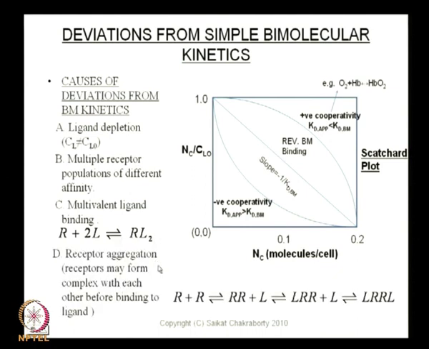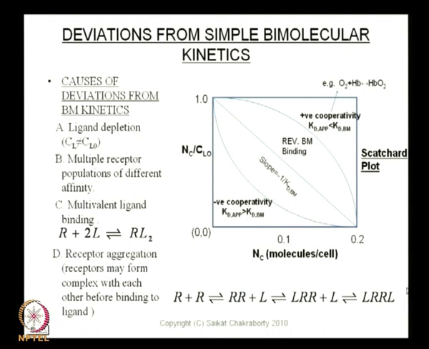So, that is the third possibility, and the fourth possibility is receptor aggregation. In receptor aggregation, receptors themselves can aggregate and form a complex before they bind with the ligand. As you see over here, an example is given. Two receptors R and R bind to form RR, and then they react with the ligand L to form LRR, and then they react again with another ligand L to form LRRL.